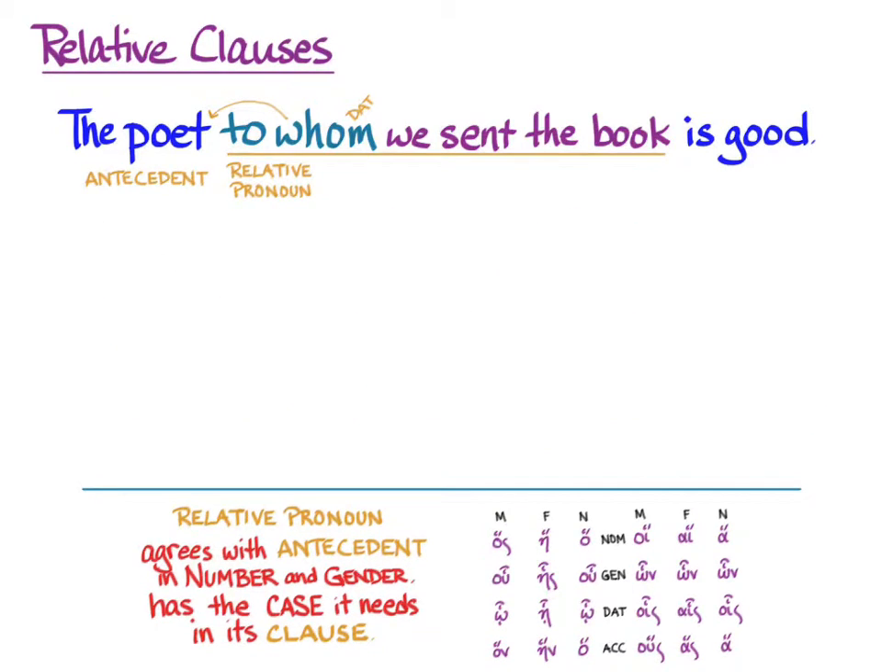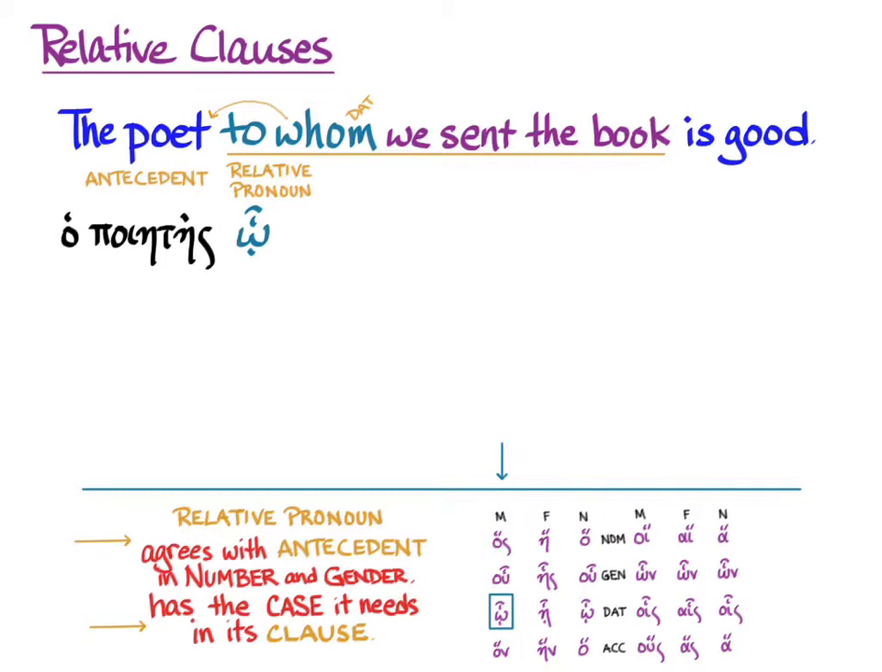Let's go to our third example from our collection of English sentences. Here's our subject, good old poet again, and our first rule, and once again, since the antecedent is still that masculine singular poet, we're going to need a masculine and singular relative pronoun. And our second rule makes us look at what case that relative pronoun needs to be for what it's doing in the relative clause. To whom we sent the book means that it's an indirect object, to whom, and so we're going to need the dative masculine singular pronoun.